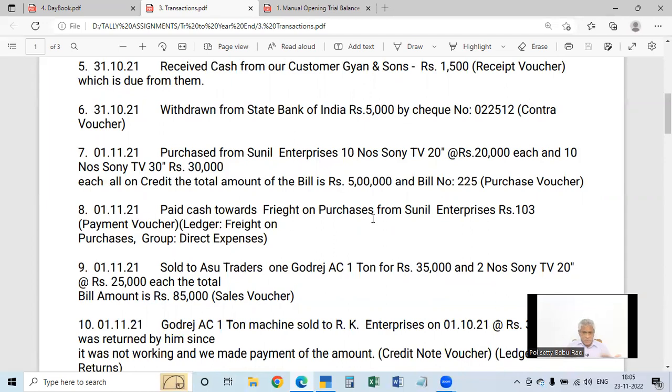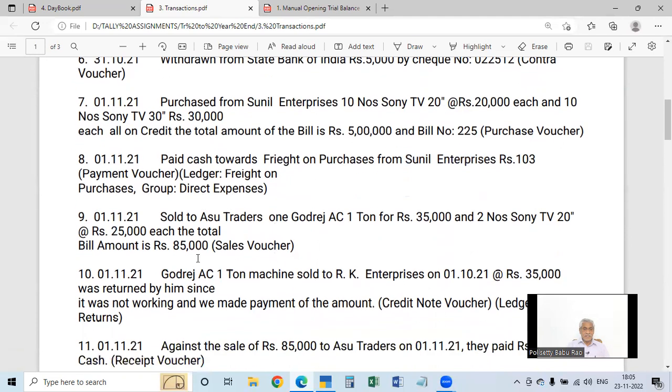Purchases are direct expenses, so freight on purchases is also a direct expense. So for freight on purchases, we take the group direct expenses, and freight on purchases is the ledger, to be entered in the payment voucher. Sunil Enterprises is not required here. We are paying expenses in cash, so freight on purchases is debited, and payment is cash, so the cash account is credited.